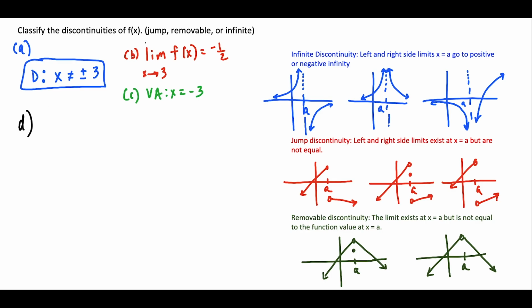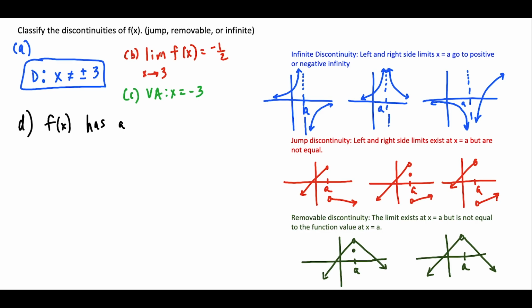Okay, for part D, what we want to do is classify the discontinuities of f of x as either a jump, removable, or infinite discontinuity. So we're going to use our work for part A, B, and C here, along with these notes. In part A, we said that the domain is all real numbers except x can't be plus or minus 3. So let's take a look at what we have at x equals 3. So f of x has what type of discontinuity at x equals 3?